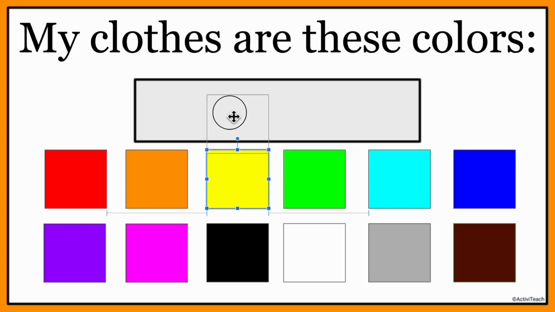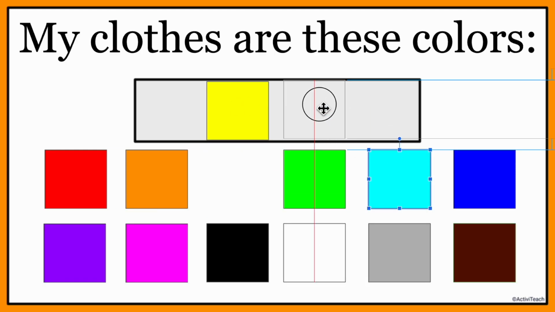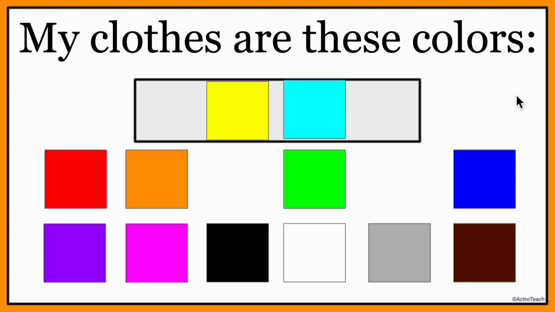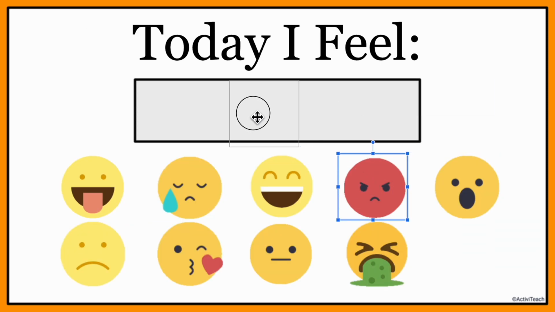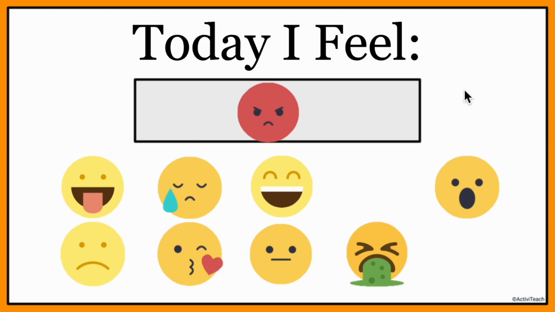Then we have colors. Students will drag and drop the colors of their clothes. They love this slide. They always have a lot of fun with this one. Then I have students name the colors, and we also talk about different things that start with these colors. So for example, the grass is green or the sun is yellow. Today I feel, my students love to tell me how their morning is going and what's making them angry or happy, or maybe they're not feeling well, and so on.